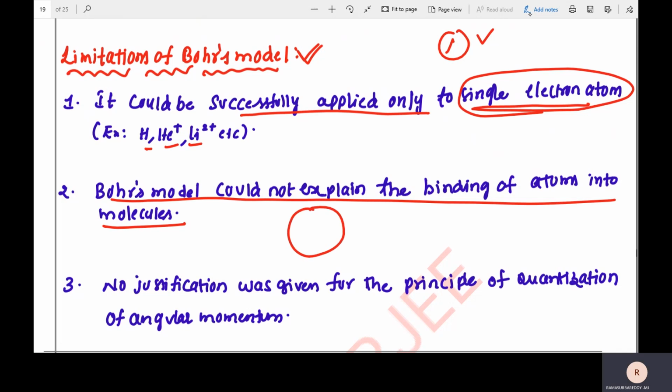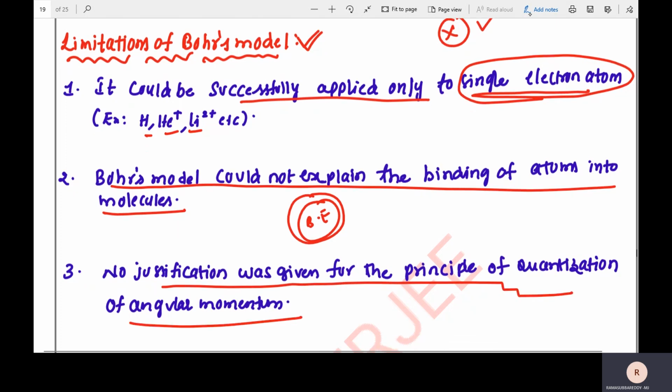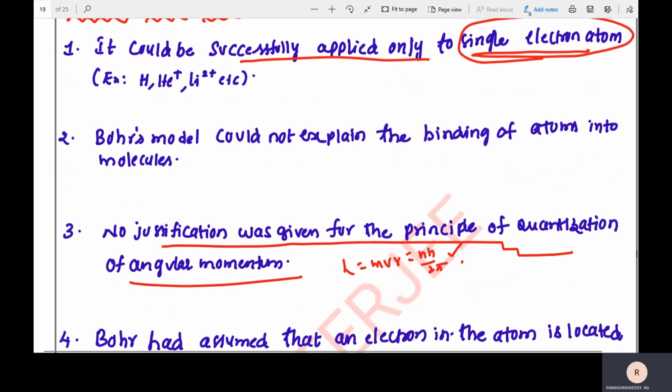If you take the molecules, what is the binding energy? That binding energy Bohr's model is not able to explain. That is one drawback. And another is that no justification was given for the principle of quantization of angular momentum. It is just mentioned L is equal to mvr is equal to nh by 2 pi, but there is no proper evidence to get this condition. That is another drawback. These three are the major drawbacks.